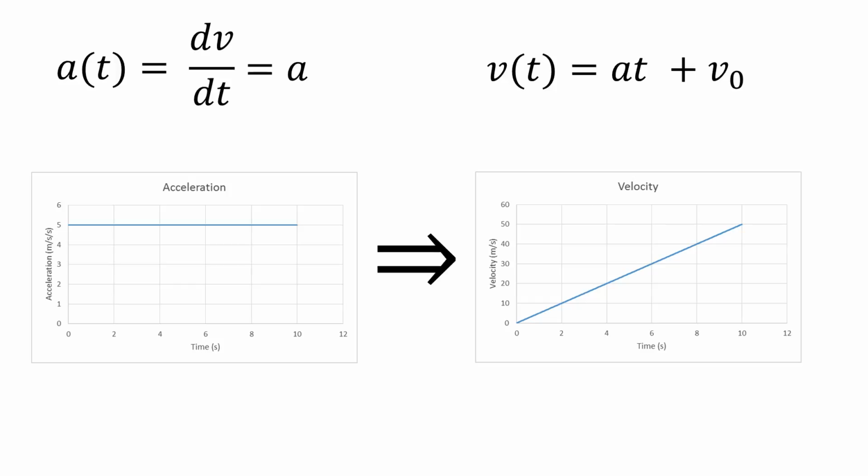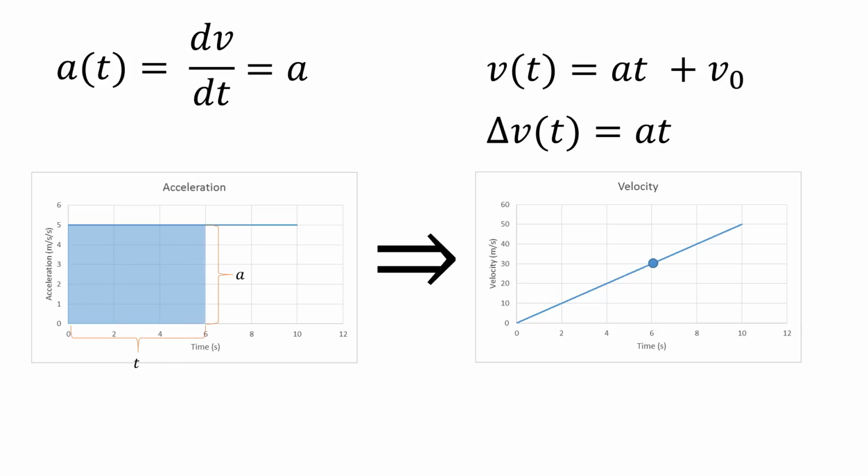If I subtract the initial velocity from both sides of the equation, I'm left with a change of velocity as a function of time. Notice that acceleration is given by the y value of the plot. Time is given by the x value. Multiplying the two together will yield the area of the rectangle formed by the acceleration line and the x-axis, which is the same as the change of velocity.